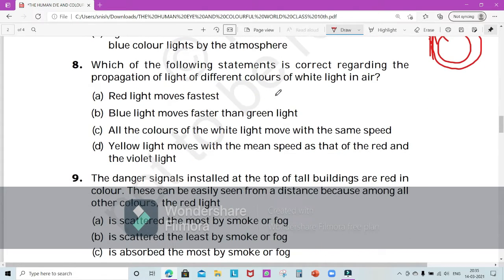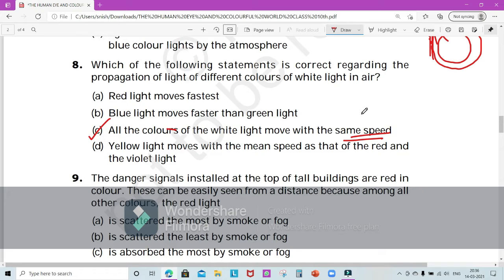Next, which of the following statements is correct regarding the propagation of light of different colors of white light in air? Is red light moving faster, blue light, or all the colors are the same, or yellow light moves the faster with the mean speed as that of red and violet? The answer is C. The speed will be the same when it is in the air.